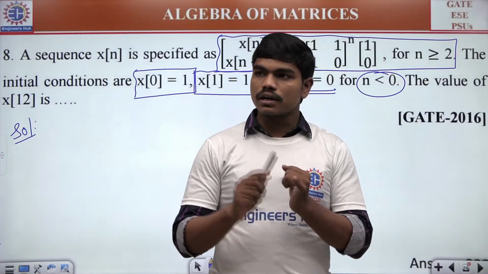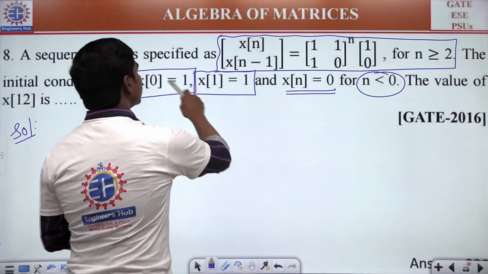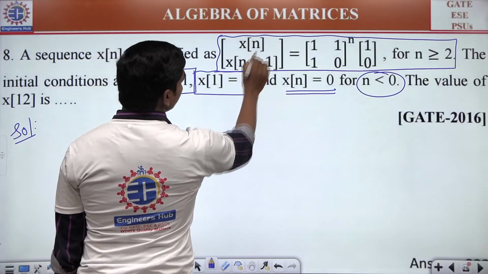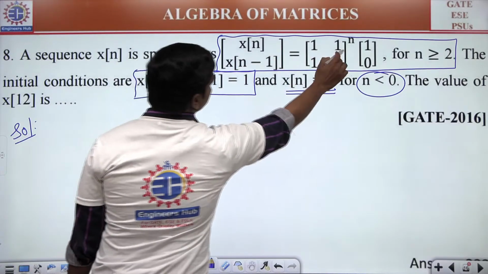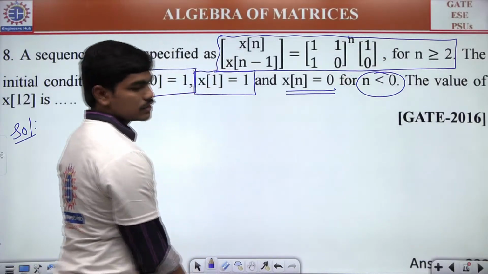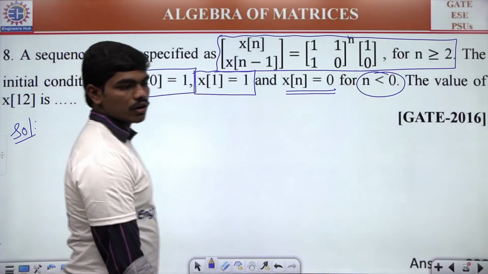You are given x0 and you are given x1. So if you know x0 and x1, by putting n value as 2, you can get x of 2, x of 1 is equal to [1 1; 1 0] whole square times the column vector [1; 0]. So if you calculate, you will be getting what is x2 and all.